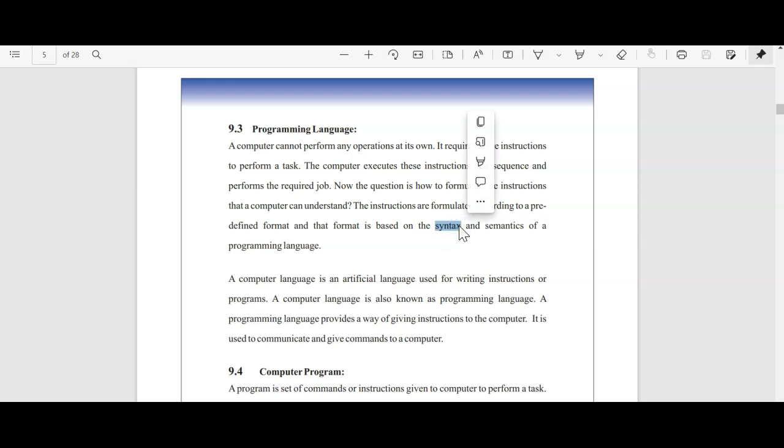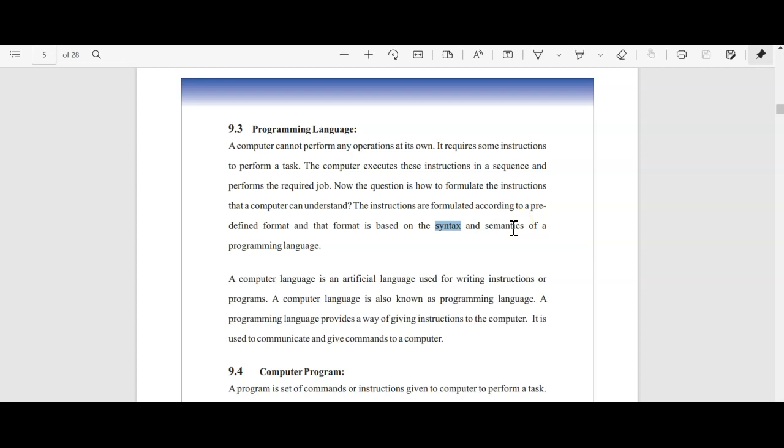Syntax means the patterns, the standard. For example, the syntax of writing English is that you write the characters, you give the spaces, you give a full stop. And what is semantics? Semantics means the meaning, because just a combination of characters is not enough. If I just mix random characters, it will not make any sense. So both syntax and semantics are very important in any language. The same goes for computer language.